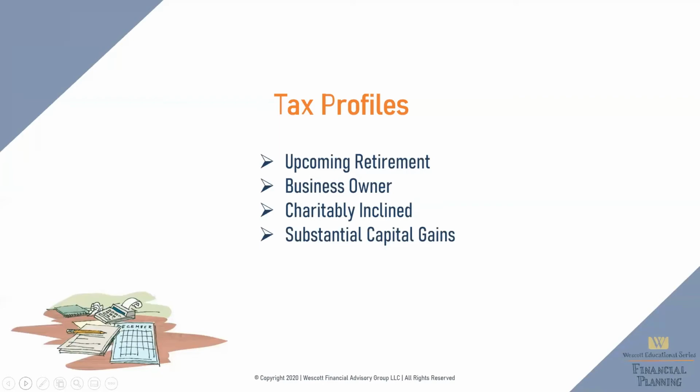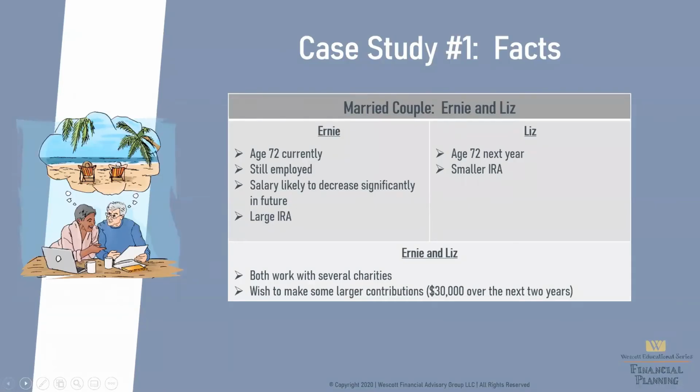Thanks, Bob. So, why don't we explore this in more detail by using some case studies? So, here in our first case study, we find a married couple. The husband, Ernie, turned 72 this year and is still working, but his salary is likely to decrease significantly in the future. Ernie's wife, Liz, will turn 72 next year, and her required minimum distribution, or RMD, from her IRA will be significantly lower than Ernie's RMD.